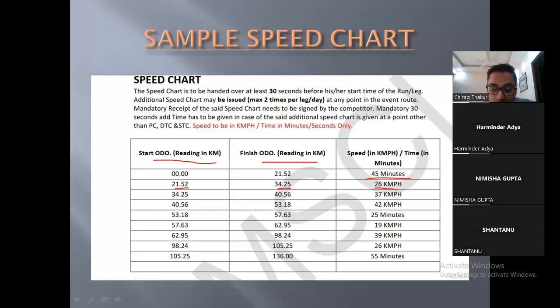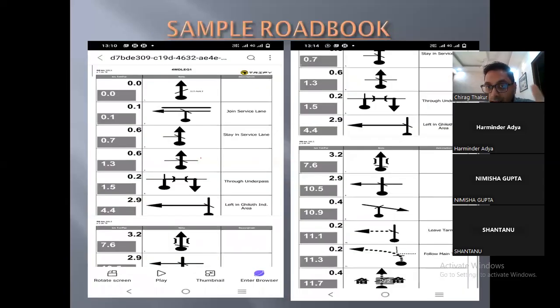This is the sample speed chart, just the basic information. You'll get a speed chart and a road book at the start of the rally. So this is a sample road book. You will get this road book and speed chart at the start of the rally. That is a green TC green board. If you can, please zoom your phones and see. I'm sharing two screens here, two pages of the road book.